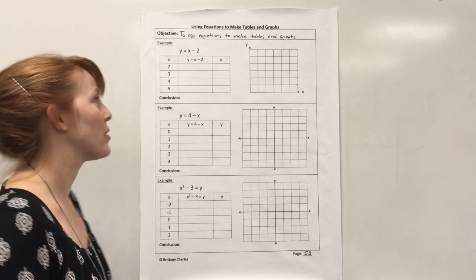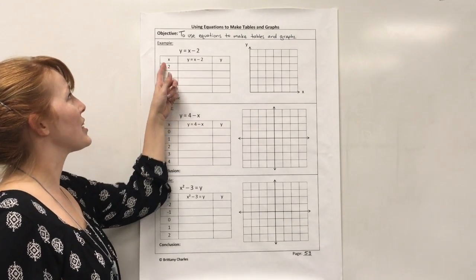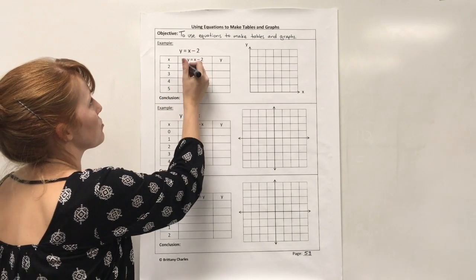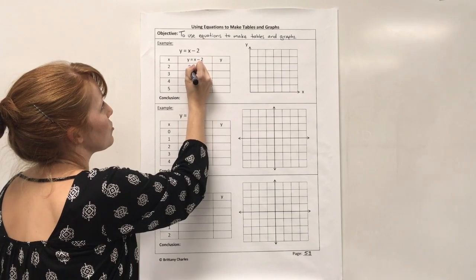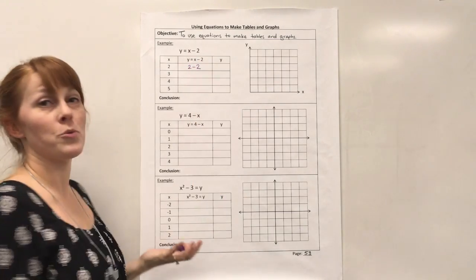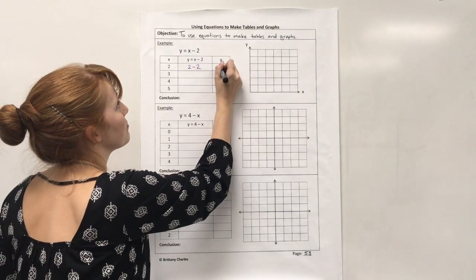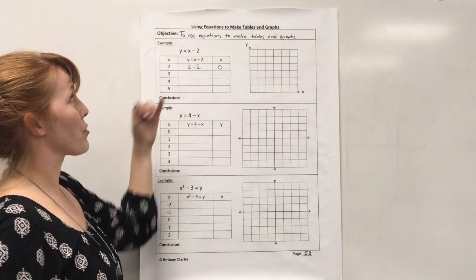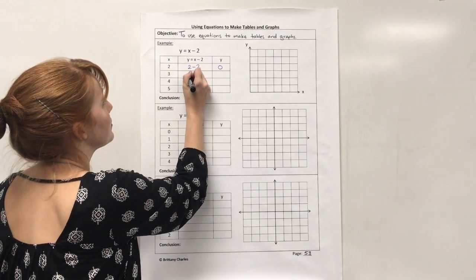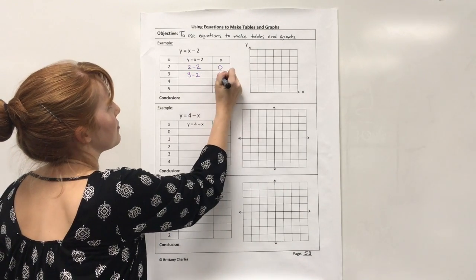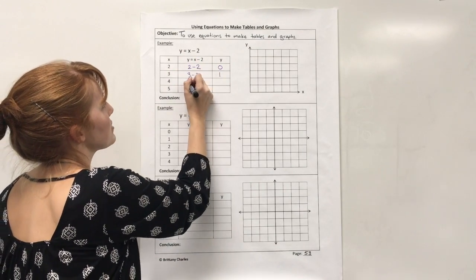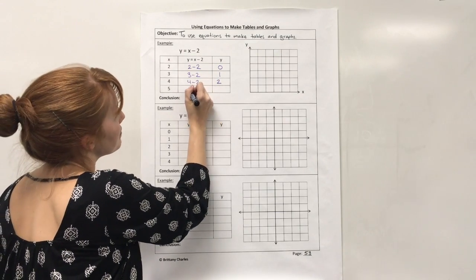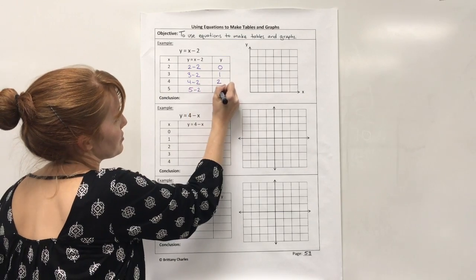So let's start by plugging in the first value. If I plug in a 2 right here, that would be 2 minus 2. So I'm going to plug that in, 2 minus 2. Well, 2 minus 2 is 0. Okay? If I plug in a 3 right here, 3 minus 2 is 1. If I plug in a 4, 4 minus 2 is 2. If I plug in a 5, 5 minus 2 is 3.